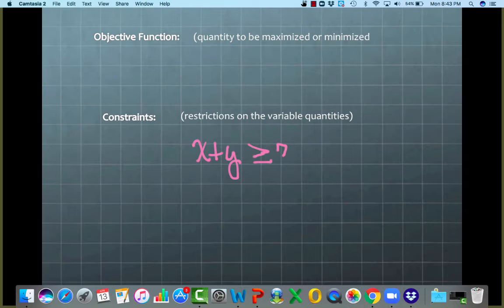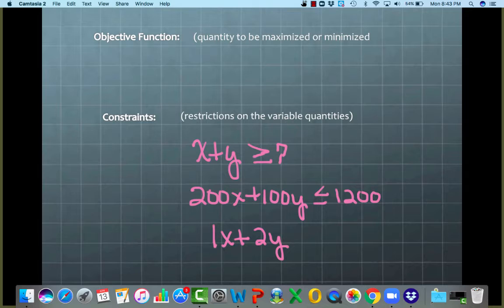So if I take 200X, that's how much it costs, $200 for wheat, plus 100Y, then that has to be less than or equal to $1,200 because I can't spend more than $1,200. And then my hours, I had 1 hour for wheat, so 1X, and 2 hours for rye, so plus 2Y, and I can't use more than 12 hours of time, would be less than or equal to 12.